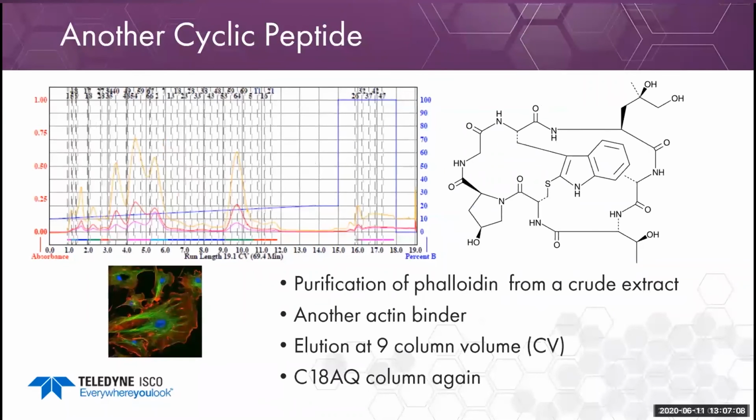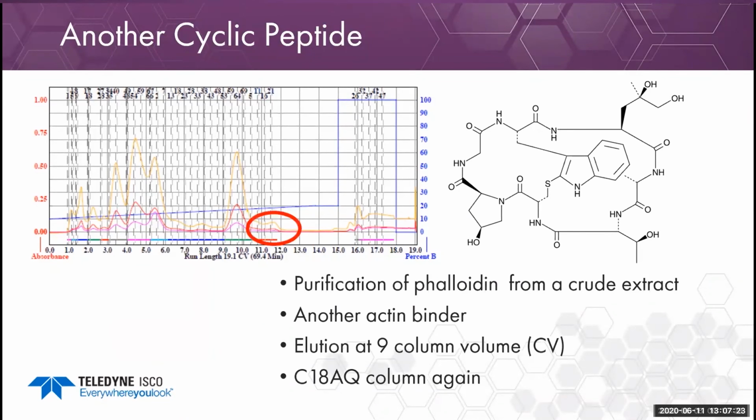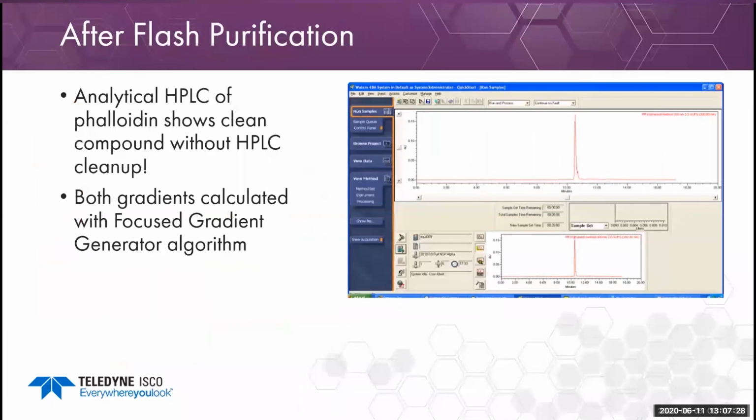Here we have a more complex sample. This is phalloidin, another actin binder. These peptides are conjugated to various fluorescent molecules to visualize and localize actin filaments in cells, as seen in the colorful picture. We can see an impurity close to the desired compound. However, the analytical HPLC is clean. There is no preparative HPLC cleanup required.